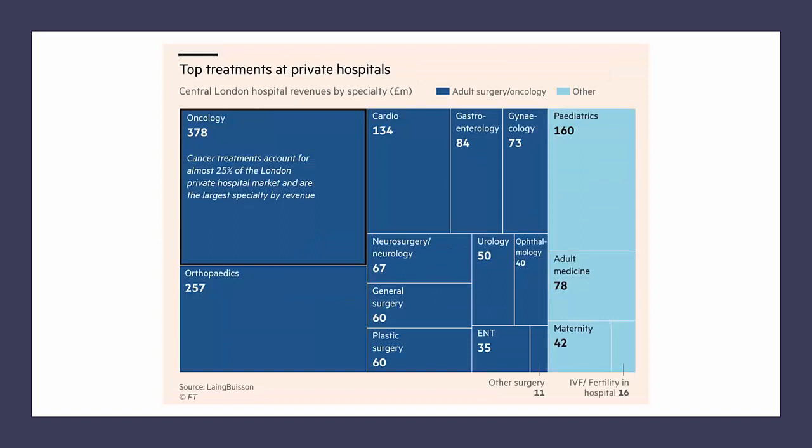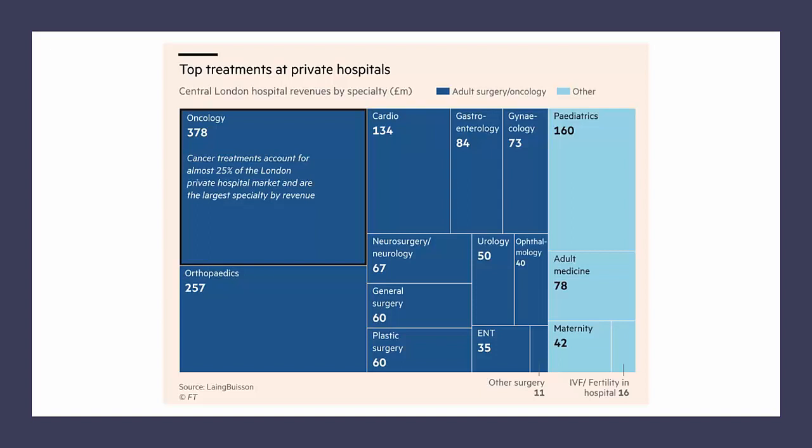Top treatments at private hospitals then. This is looking at the types of treatment, the most valuable in terms of revenues by specialty. So you can see oncology, obviously related to cancer treatments, accounts for almost 25% of the London private sector market and is the largest specialty by revenue. And these figures are more or less reflected throughout the rest of England and the UK.